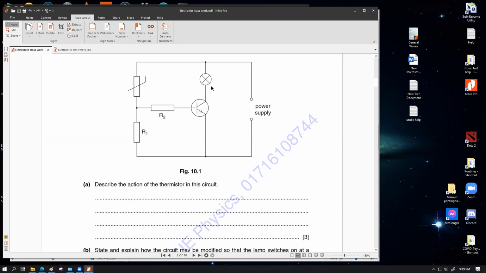But if the temperature keeps on going down from a given value, the bulb is not going to glow up for any given lower value of temperature. It's going to glow up at a certain higher value of temperature. So it can be used to detect temperature rise.